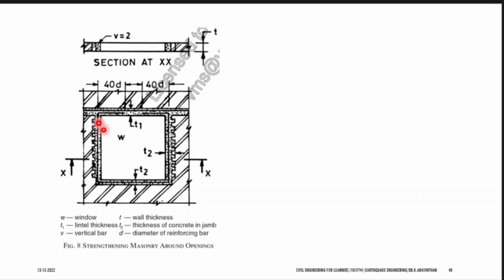Now how to strengthen at this junction? This is a window. In this window, the strengthening is done around the opening. You can check that. Can you see the reinforcement bar along the length, and at all the sides you should provide concreting. This is what is given here. The jamb reinforcement has to be provided at all the openings.